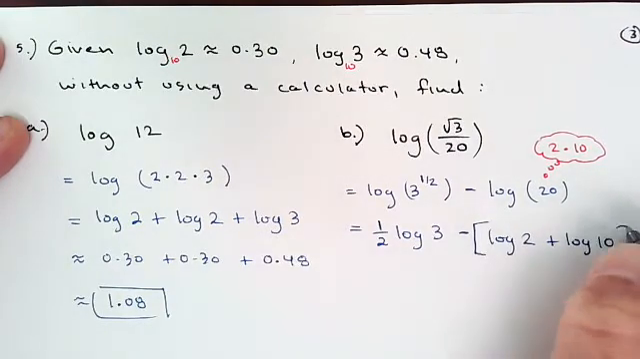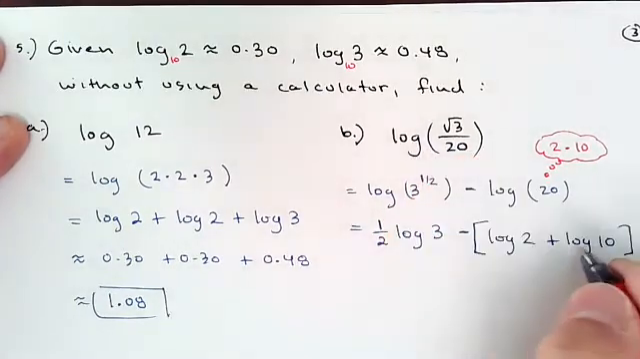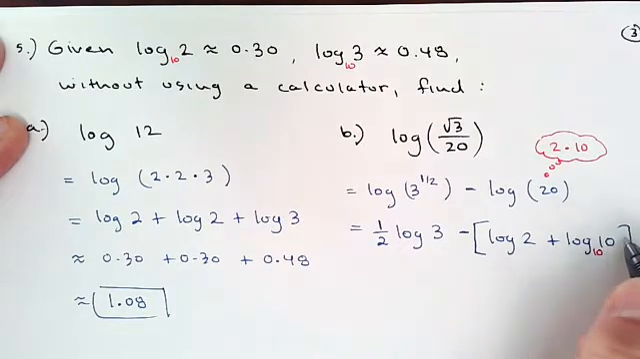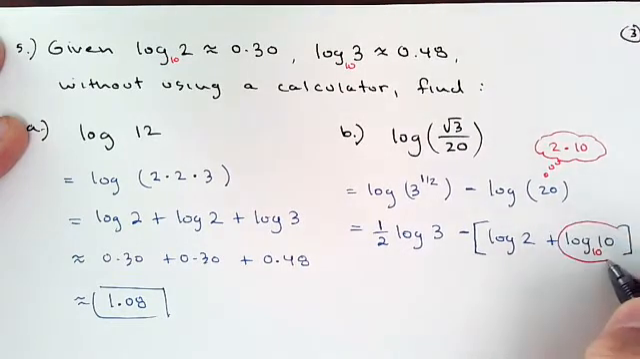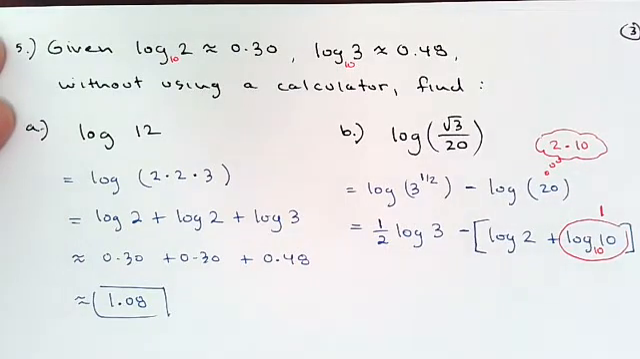Why can I get away with that? Because remember, we are dealing with log base 10. So what is the log base 10 of 10? This just equals 1, right? That's just 1. What power of 10 gives me 10 is 1.